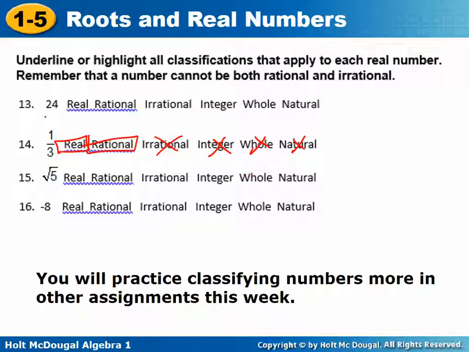Let's do number 13, which is 24. It's real, and it's rational. It can be written like a fraction, 24/1. It's not irrational because they can't be both. It's an integer. It's also a whole number, and it's a natural number. So this one had all the parts except for irrational had to be crossed out. And then you can do these last couple.